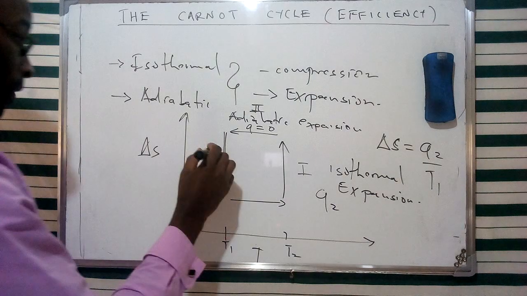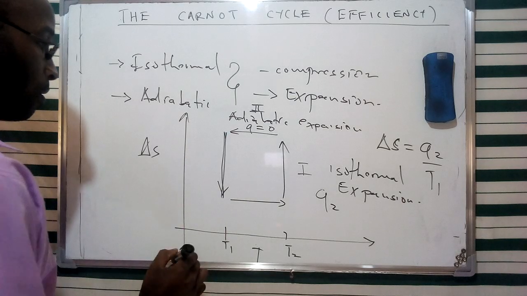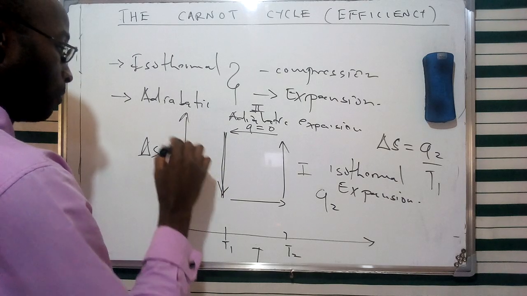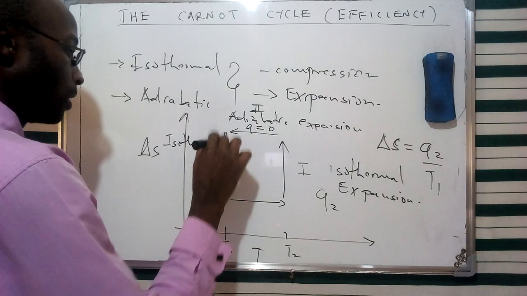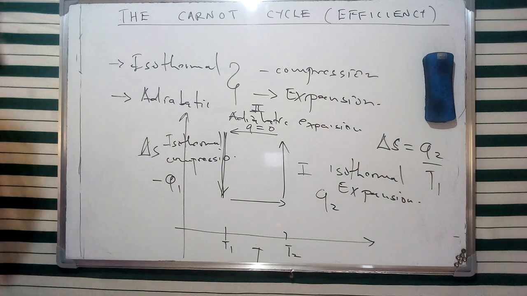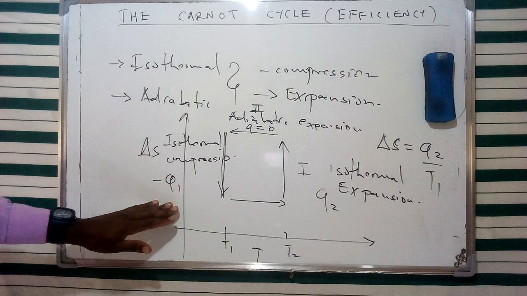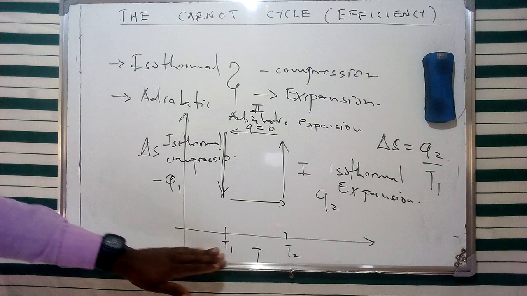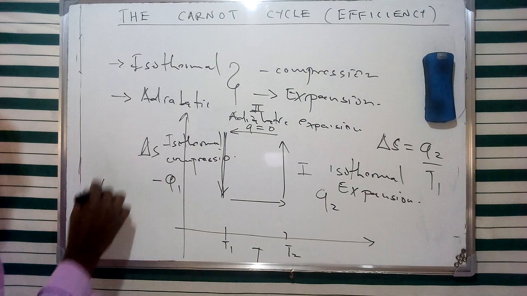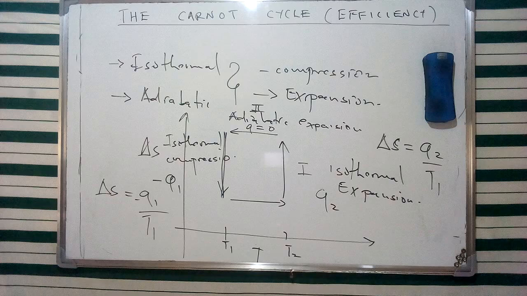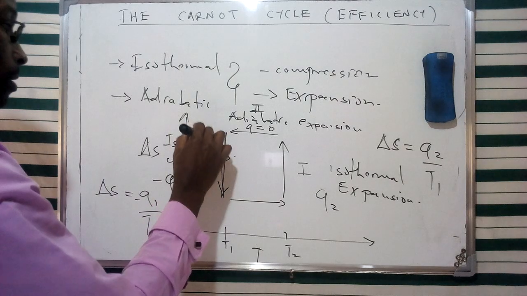Then next, there's going to be another process, whereby there's a change in entropy. This is the process of isothermal compression. In this isothermal compression, we have the negative Q1, which is the heat involved in this case. This heat is released to the sink as the system goes to the initial temperature. Therefore, we can represent the change in entropy at this point as negative Q1 over T1. This is process 3.